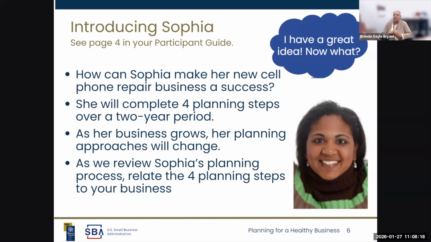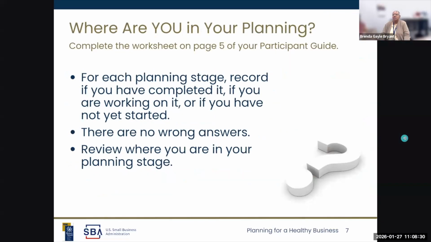And then as we look at Sophia's planning process, we want to look at how that impacts us in our own business. So for each planning stage, record if you've completed it, if you're working on it, or if you have not yet started. That's what I was talking about when looking at the small pieces that we do, because it's going to take a lot of small pieces to make a big piece happen.